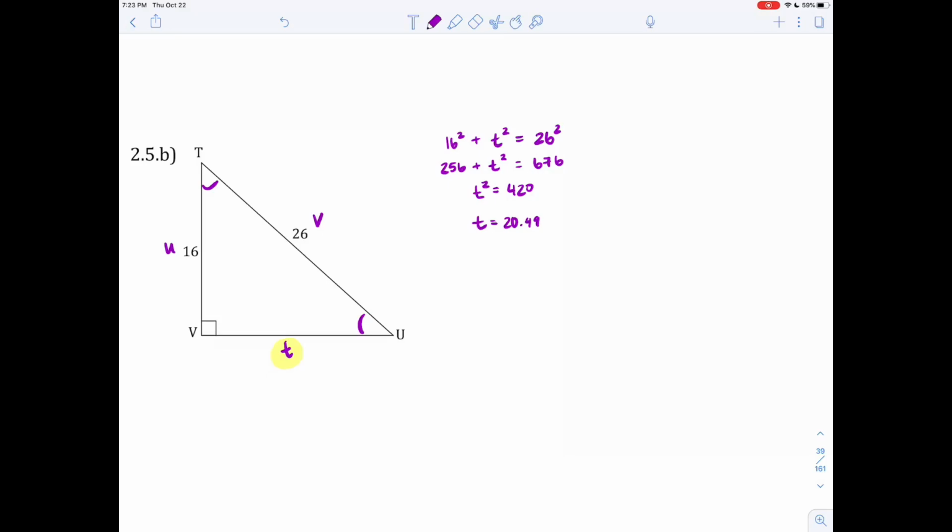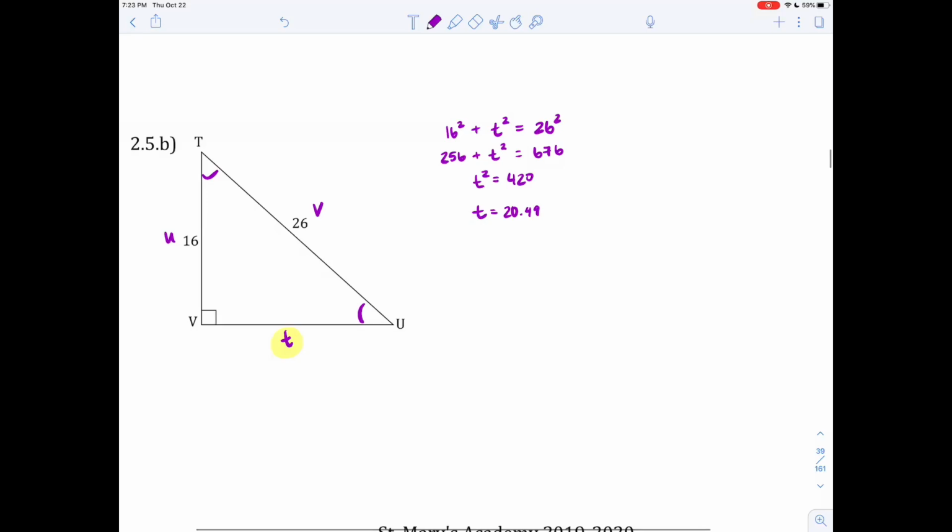Now that we have all of our side lengths, we have to find one of our angles next. We could find angle T or we could find angle U. It's kind of up to us. I'm going to go for T because T for Thibodeau. Looking at my angle T and wanting to use that information that was originally presented to us, I have my adjacent and my hypotenuse.